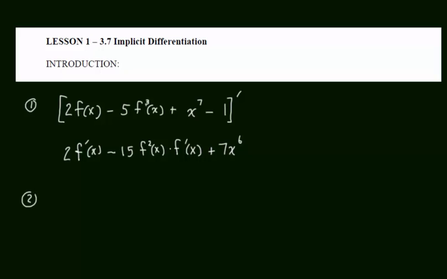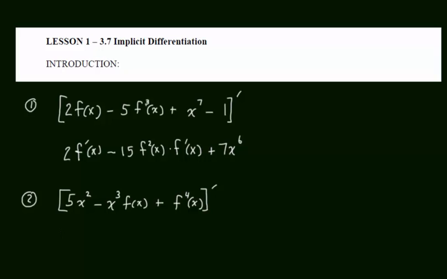Let's take a look at the second one. In this case, I'm going to have 5x to the power of 2 minus x cubed times f(x) plus f(x) to the power of 4. And again, we're going to find the derivative of this. This is sort of a warm-up. You should be able to do this at this point. Press pause and then check your answer.